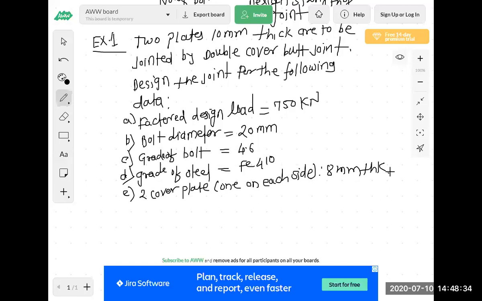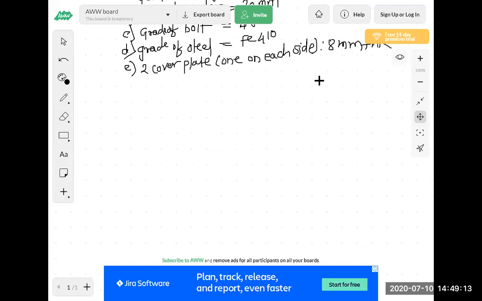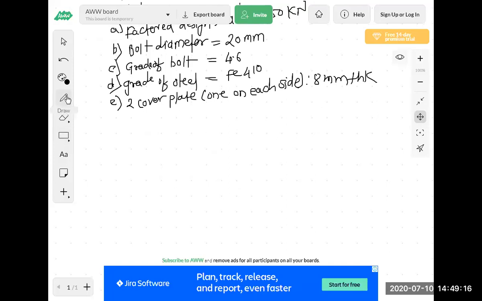So the given data is there. Factored design load is given, 750 kilonewton. Bolt diameter 20 mm is given. Grade of bolt for this joint is 4.6 grade bolt. Grade of steel, whatever steel used for the joint, is Fe410 grade steel. And two cover plates, one on each side, 8 mm thick are used. Now we have to solve this example.